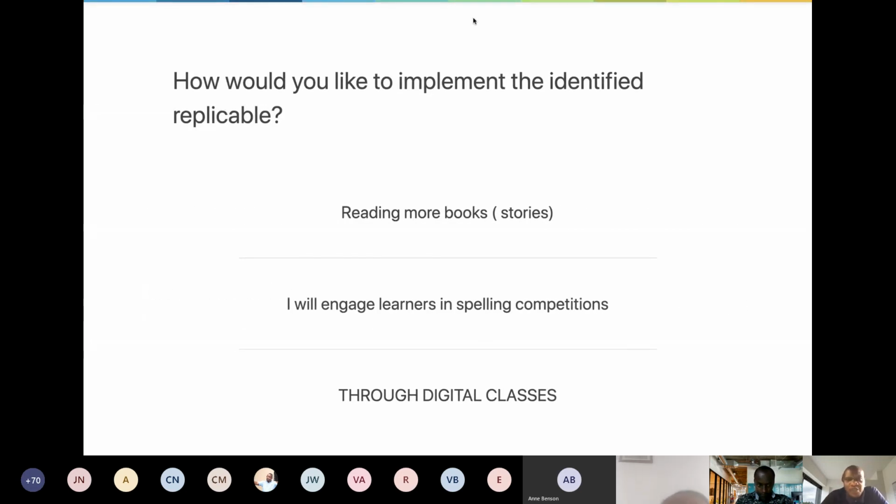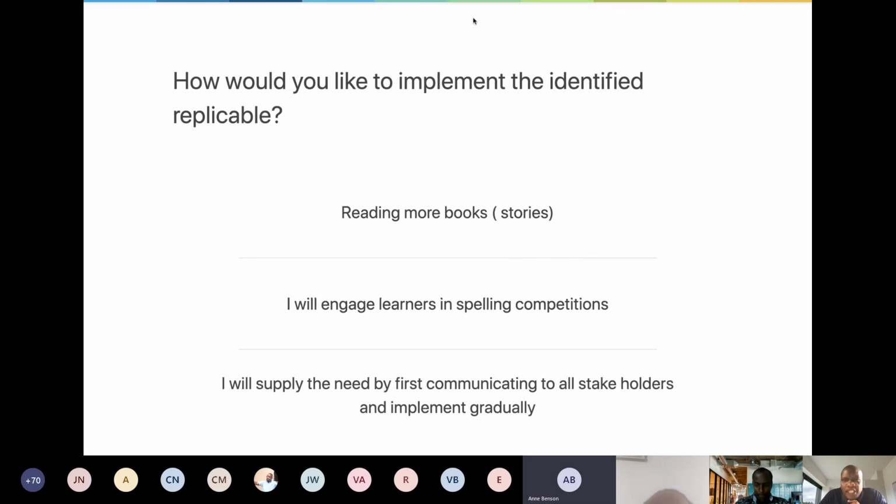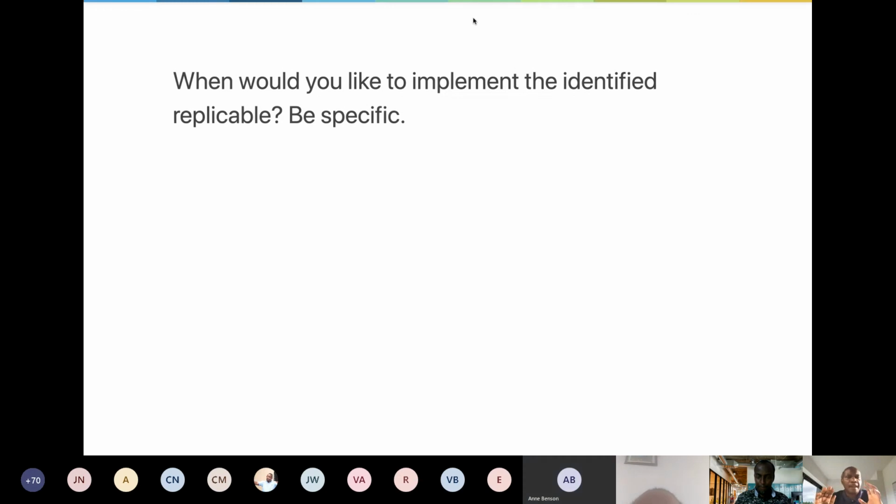So we are almost coming to the end of this plan. Once you have said how, I want you to think, when do you like to do this? You have September to March. Tell us specifically what you have selected. When will you do it?